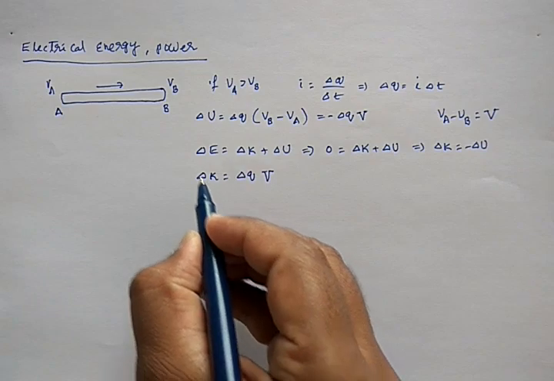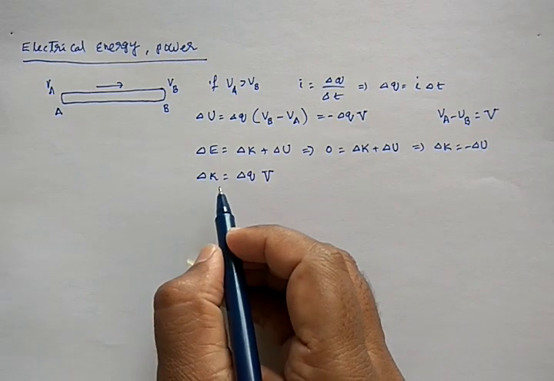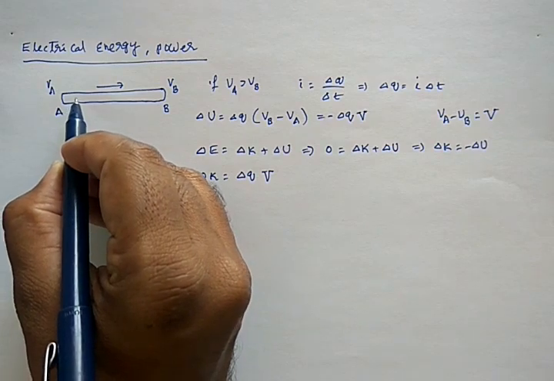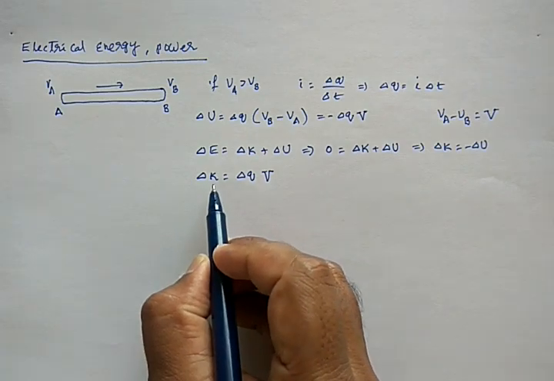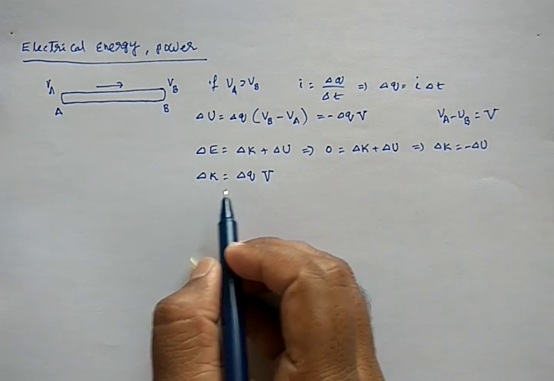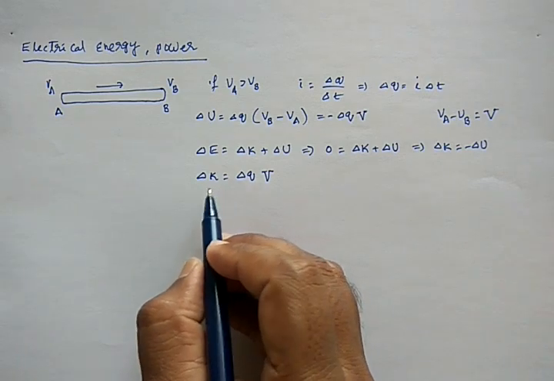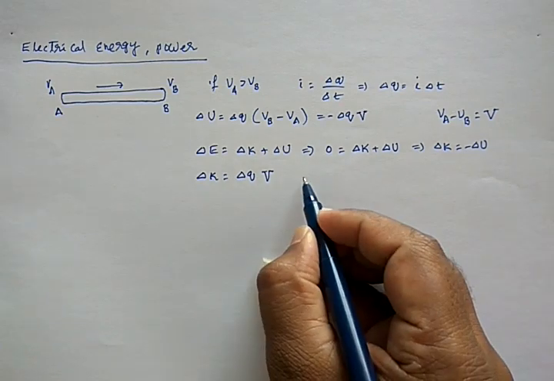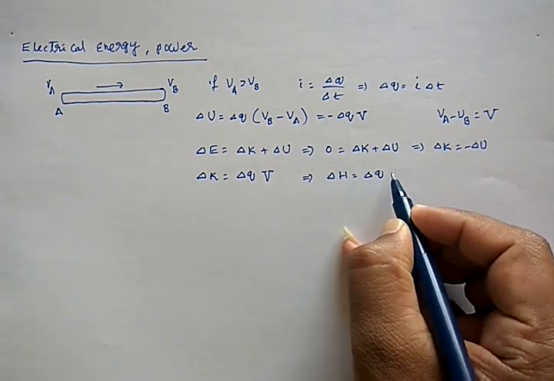If the charges go without any collision, this must be the change in kinetic energy. But in general, the electrons or charged particles move with constant velocity, so there is no change in kinetic energy. Then where has this kinetic energy gone? This amount of energy will appear in the system in the form of heat. So delta H equals delta Q V.